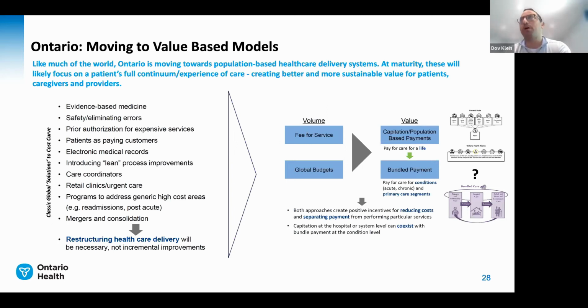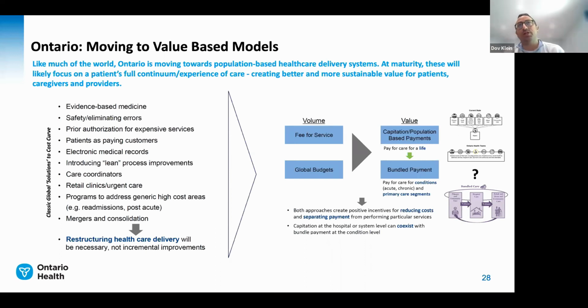So Ontario has been talking about value-based models for a long time. At the end of the day, I think how we're thinking about it is that there are classic global solutions to addressing the cost curve, and those are on a long list on the left of all the different things that have been tried, and some work better than others, but comprehensively, they don't all, and individually, they don't work on their own, right? You need really, and I think the lesson is that you need really a restructuring of how we deliver healthcare and fund healthcare to really get at the root of the problem that those individual things are trying to solve.